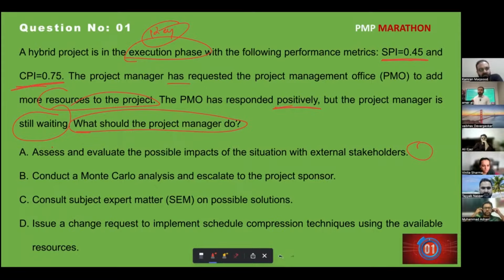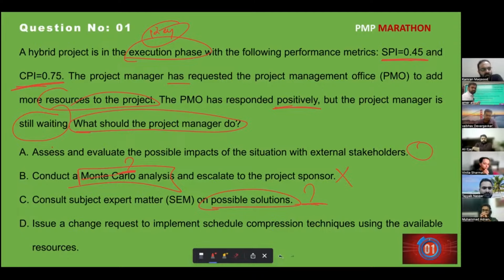Now when I say elimination technique, mostly people select one answer and they run away. Conduct a Monte Carlo analysis. This has nothing to do here. Why? Consult subject matter experts on possible solutions. What possible solution? And why?